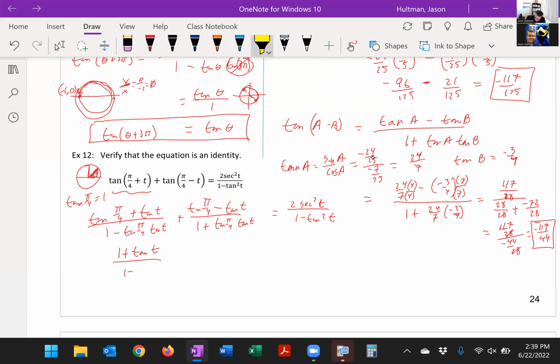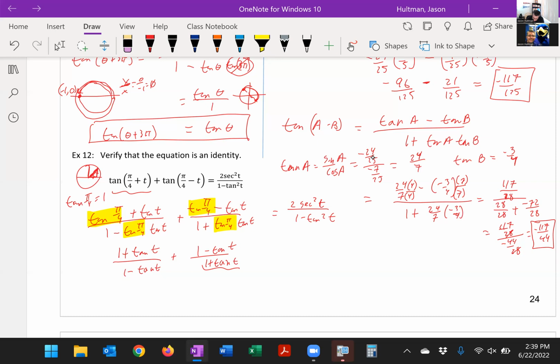I'll show you all the things that go to 1. This is 1, this is 1, this is 1, and this is 1. Okay, so 1 times tangent of t is just tangent of t. So this is just 1 minus tangent of t, plus this is going to be 1 minus tangent of t all over 1 plus tangent of t. Okay, and notice that the bottom here in each of these is a conjugate of the other, and the top is a conjugate of the other.